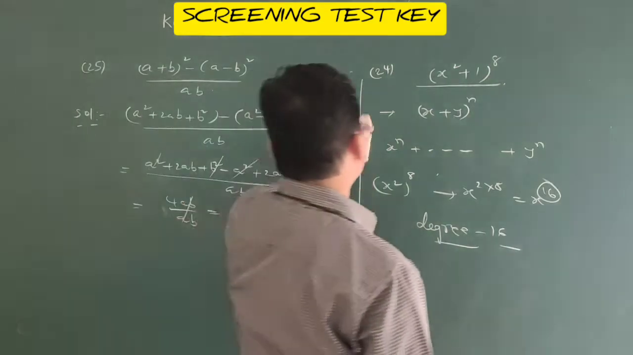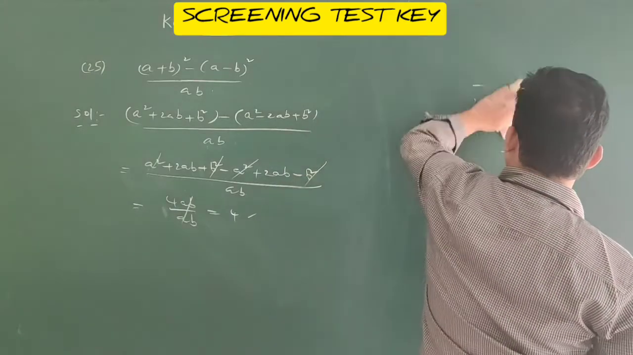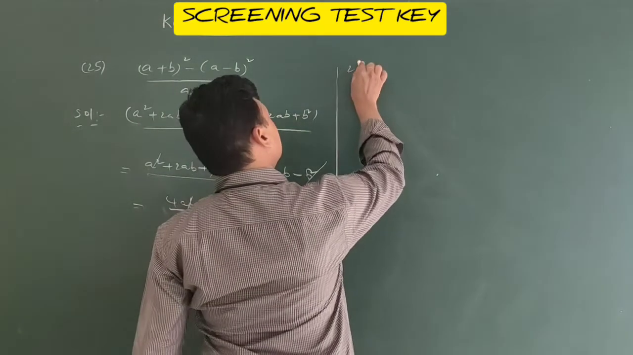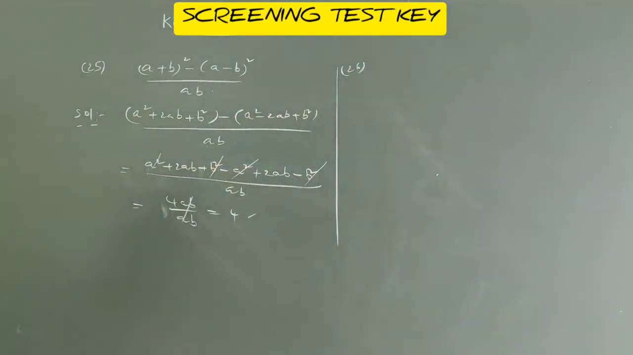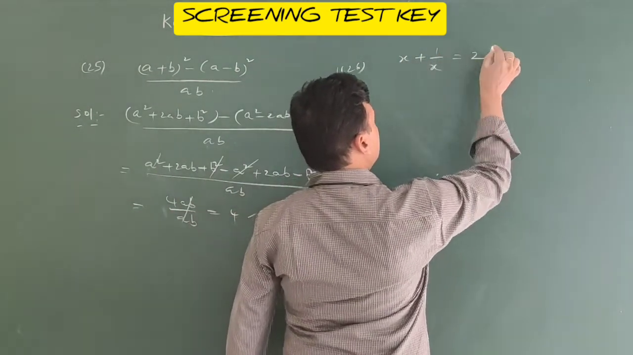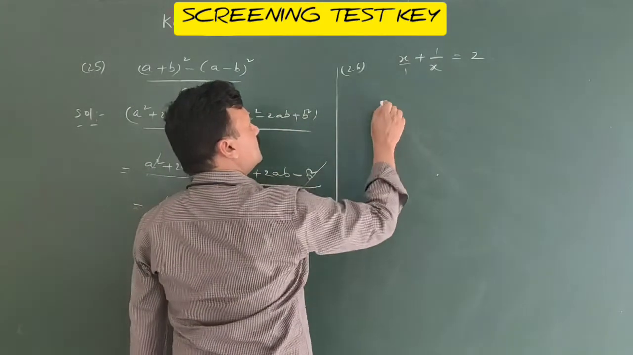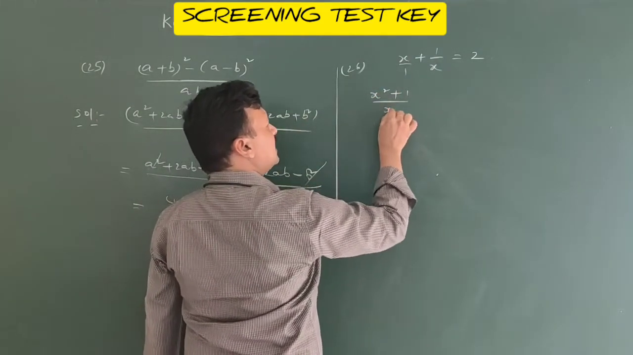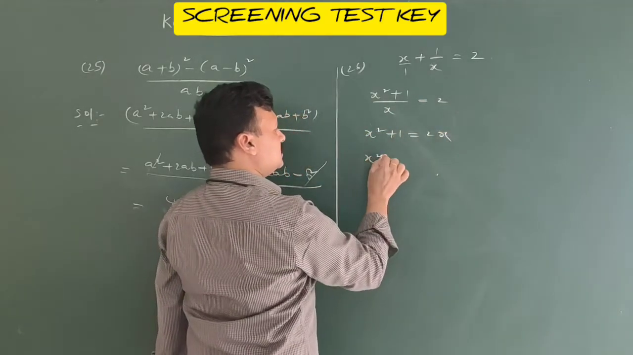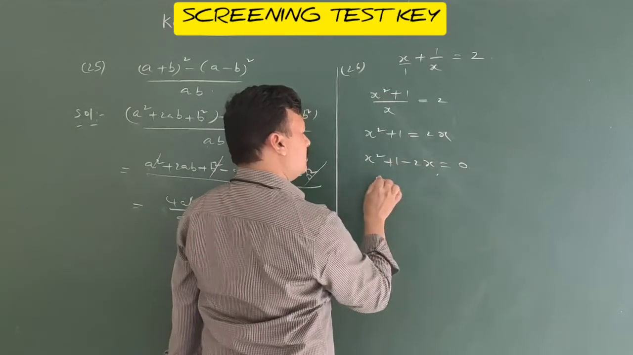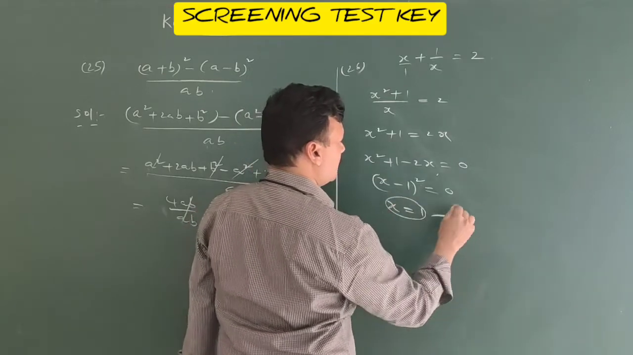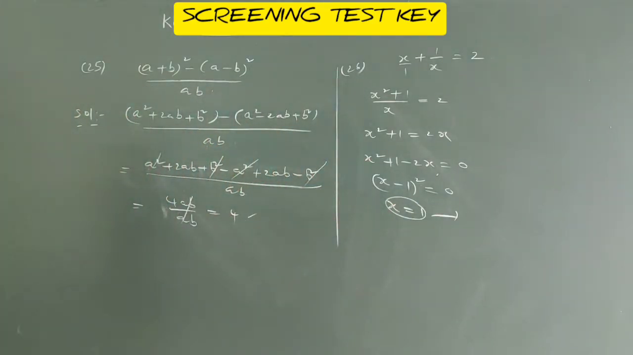Next, 26th one. Here x plus 1 by x equal to 2, they give. So x square plus 1 equal to 2x. x square plus 1 minus 2x equal to 0. So (x minus 1) whole square equal to 0. x equals 1.